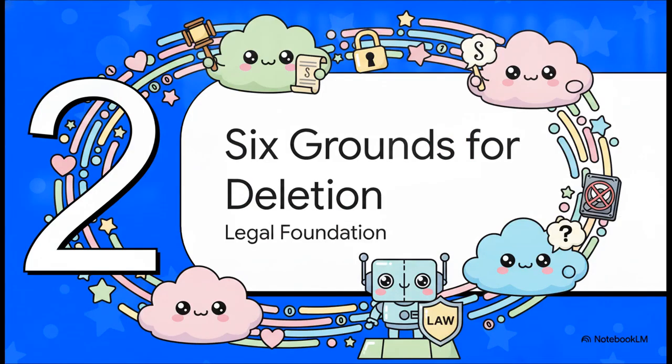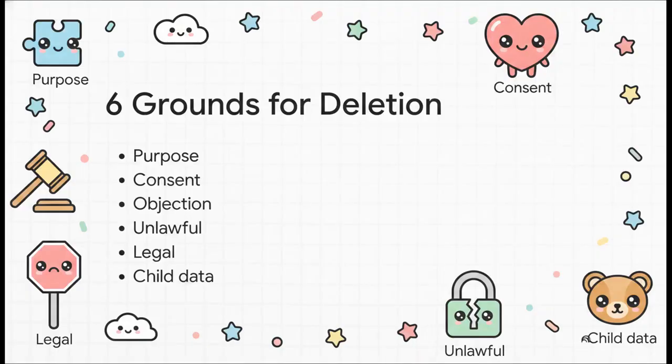Moving right along to Section 2, the 6 grounds for deletion. The crucial thing to remember here is that data deletion is not some kind of free-for-all. You actually need a valid, specific reason to delete data, and the law gives us exactly 6. We're talking about situations where the data's purpose is no longer necessary or consent is withdrawn. Then there are valid objections, unlawful processing, strict legal obligations, and the unique rules around children's data. You can't just say, "I changed my mind." Each of these 6 distinct grounds carries its own strict evidentiary burden, meaning a company has to definitively prove why they are keeping or trashing that info.